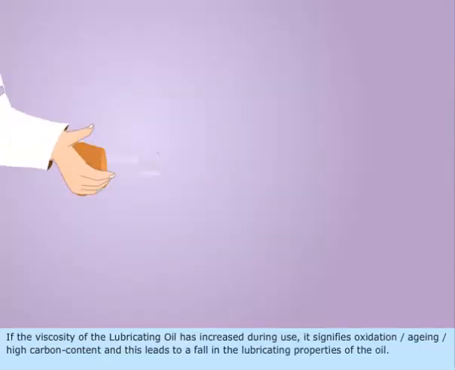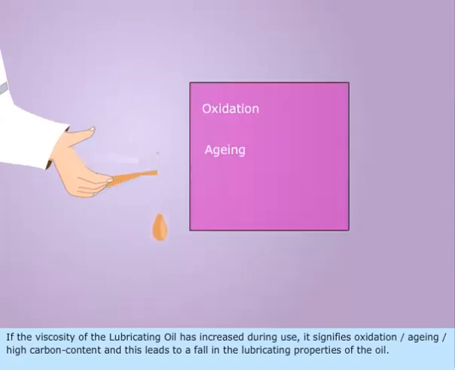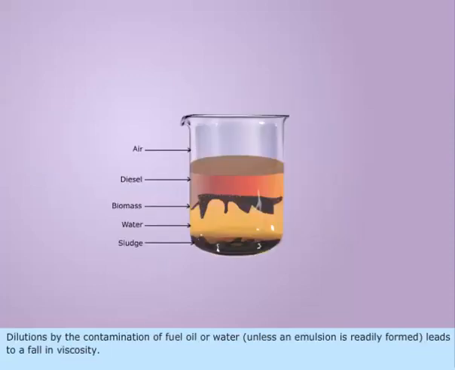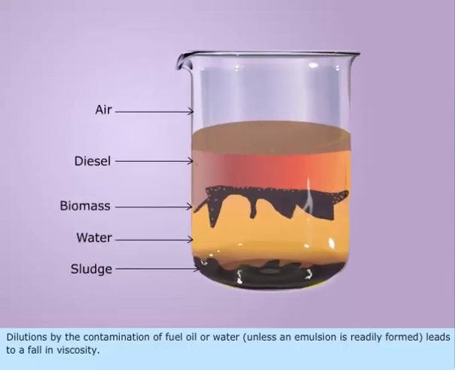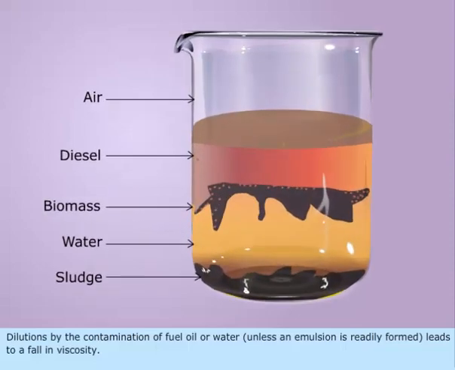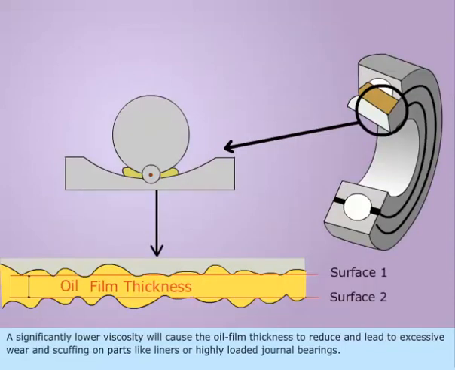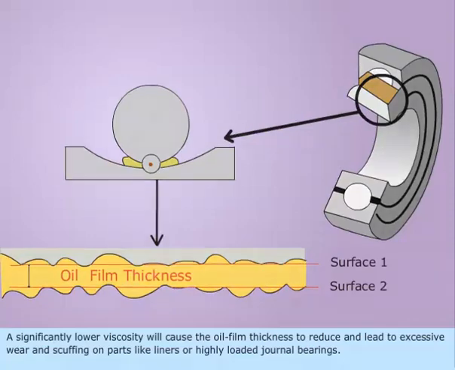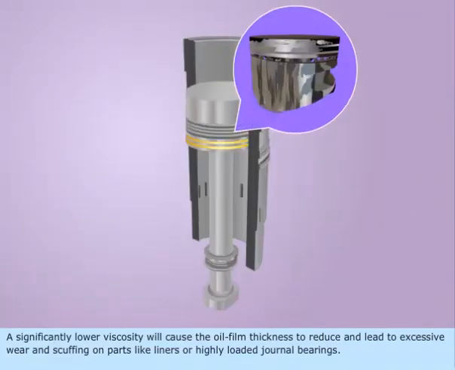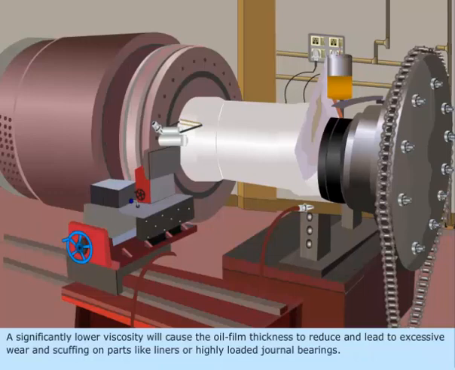If the viscosity of the lubricating oil has increased during use, it signifies oxidation or aging or high carbon content, and this leads to a fall in the lubricating properties of the oil. Dilutions by the contamination of fuel oil or water, unless an emulsion is readily formed, leads to a fall in viscosity. A significantly lower viscosity will cause the oil film thickness to reduce and lead to excessive wear and scuffing on parts like liners or highly loaded journal bearings.